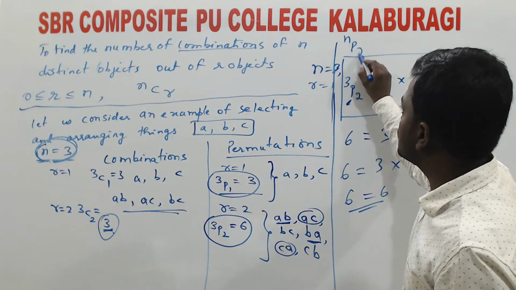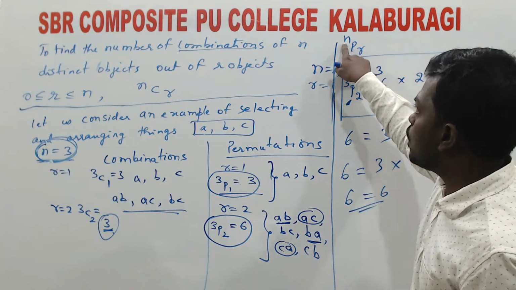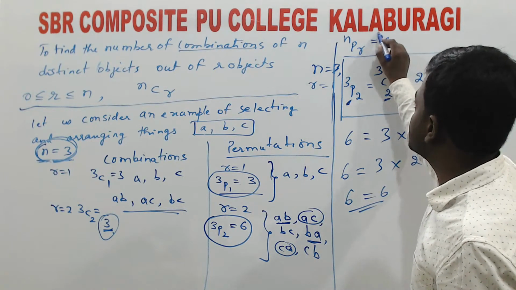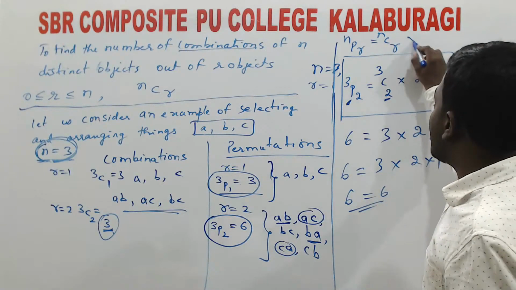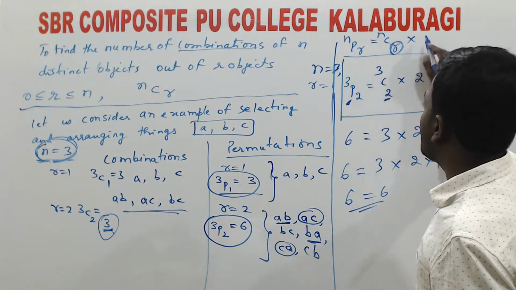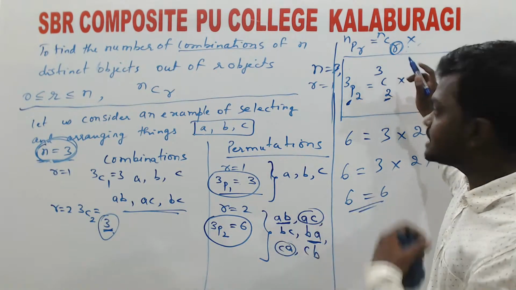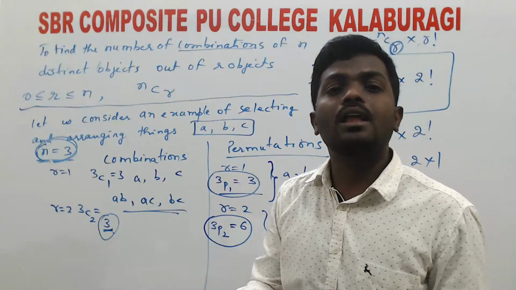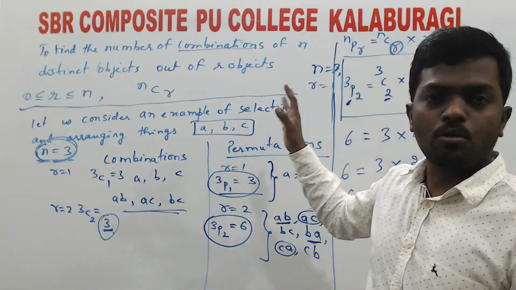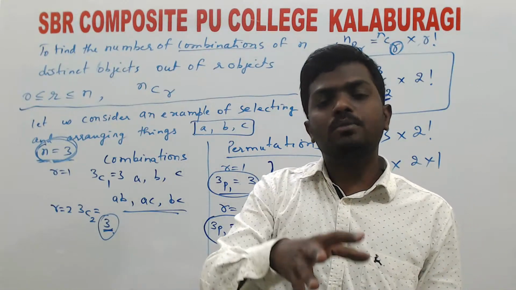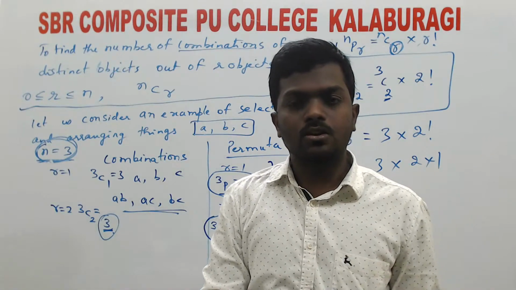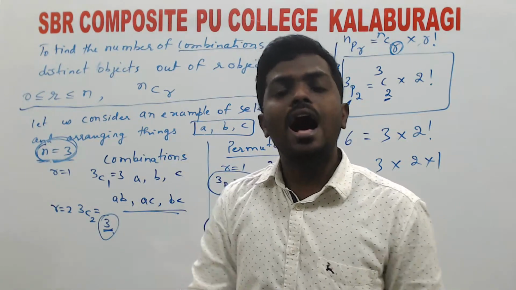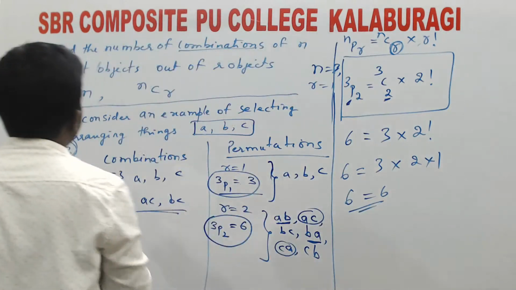Permutation of r objects out of n objects is selecting r objects out of n objects and arranging those picked objects. So r objects have been picked, and they can be arranged in r factorial ways. So this is our first formula, and the relation between permutation and combination, students: nPr is equal to nCr into r factorial. So what does it indicate?